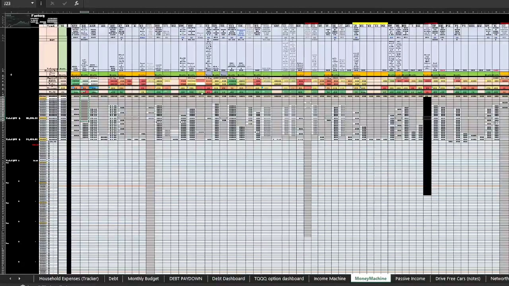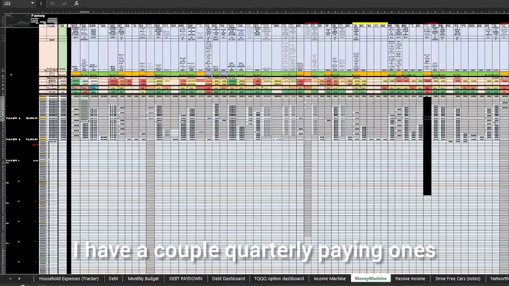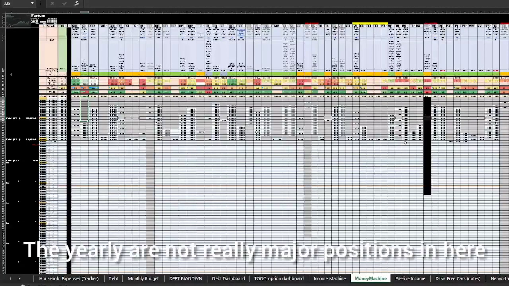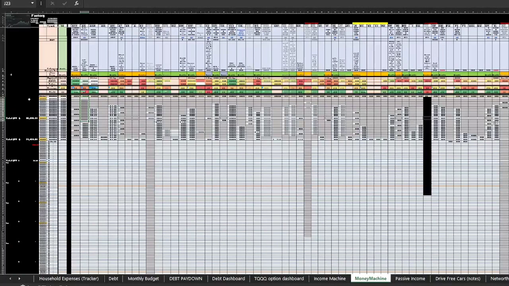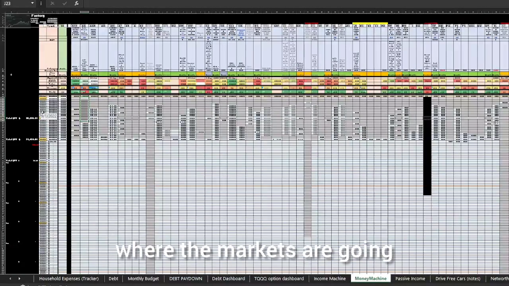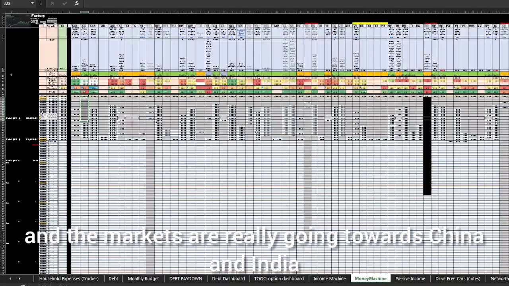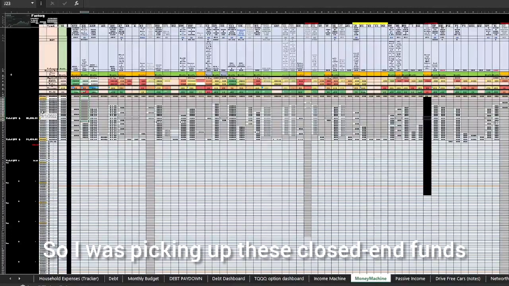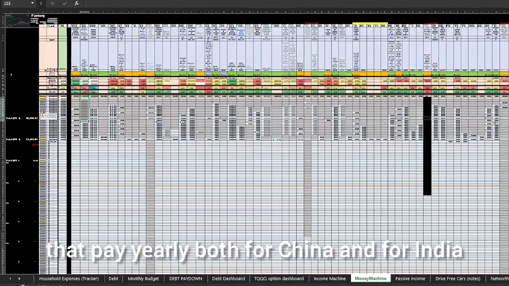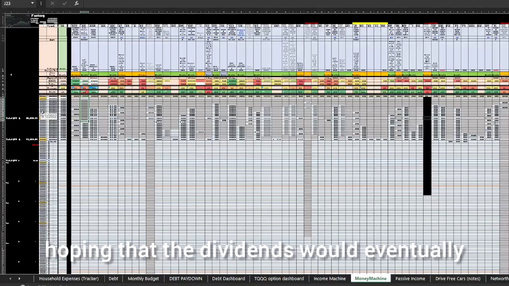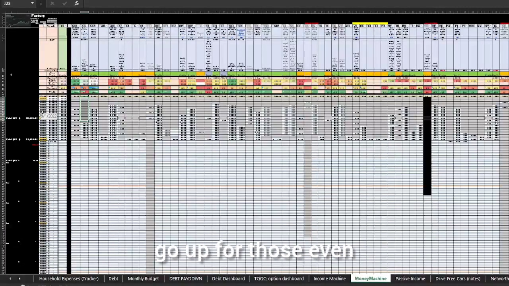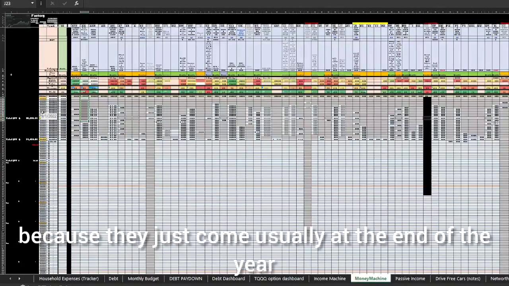But most of my stocks are monthly paying. I have a couple quarterly paying ones, and I have a couple yearly. The yearly are not really major positions in here. They're kind of like Hail Marys that I did in 2021 because I was reading about where the markets are going, and the markets are really going towards China and India. So I was picking up these closed-end funds that pay yearly, both for China and for India, hoping that the dividends would eventually go up for those, even if they're paid yearly. But I call them my bonus checks because they usually come at the end of the year.